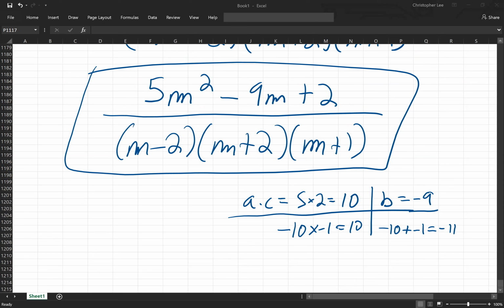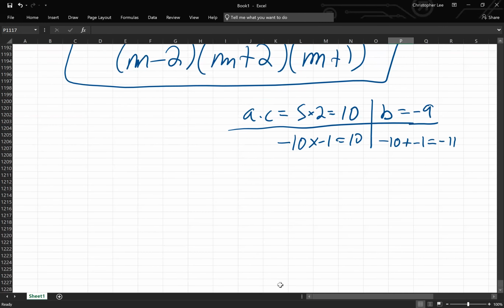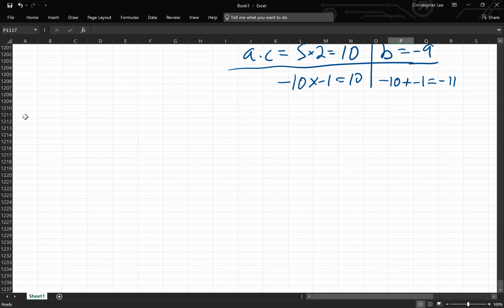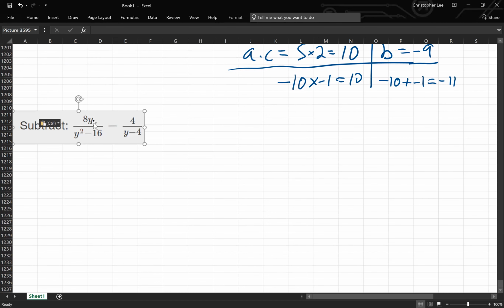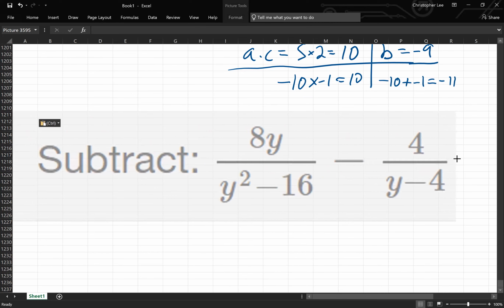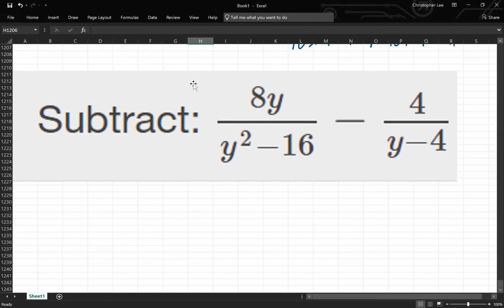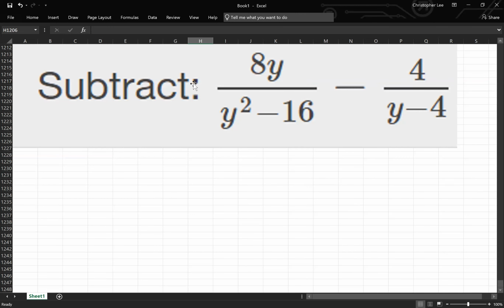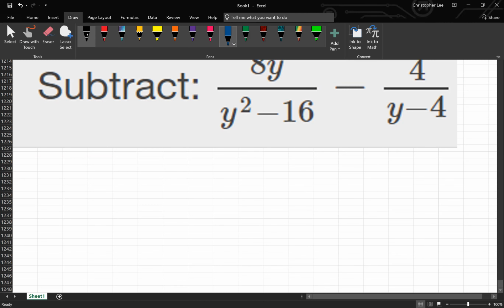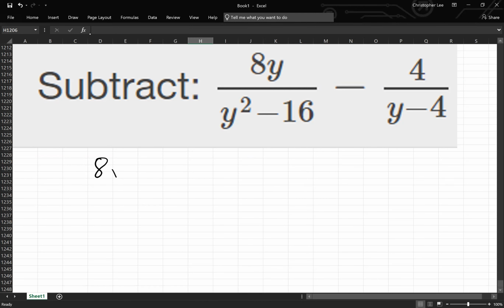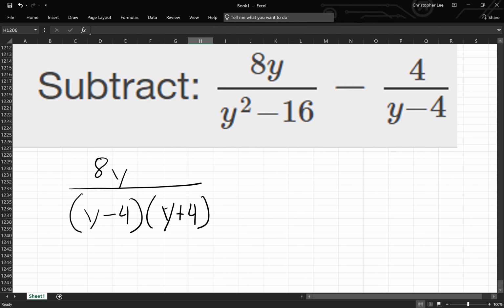All right, let's try a subtraction problem real quick, and then we could call it at that. Unless y'all want to stay for a couple more minutes to do a couple more examples, we could do it that way too. But real quick, subtraction over here, right? First thing I'm gonna do here, factor, same thing, right? I'm gonna factor this. That's my first step. So I have 8y over, this is gonna be what? Y minus 4, y plus 4, right? Minus 4 over y minus 4.